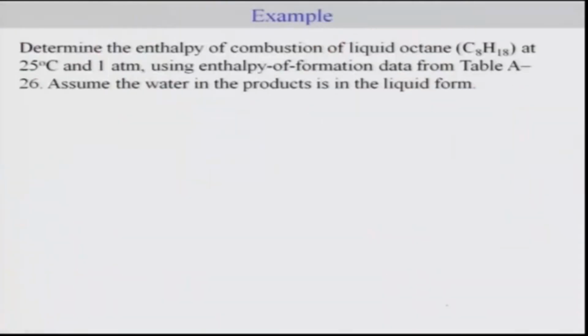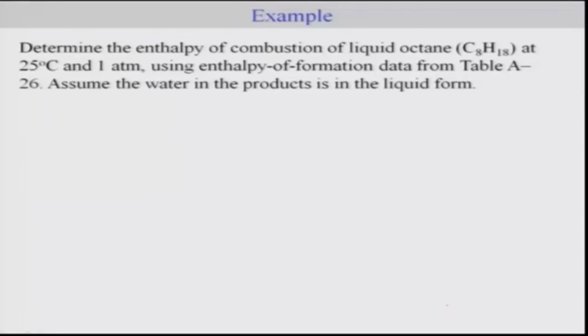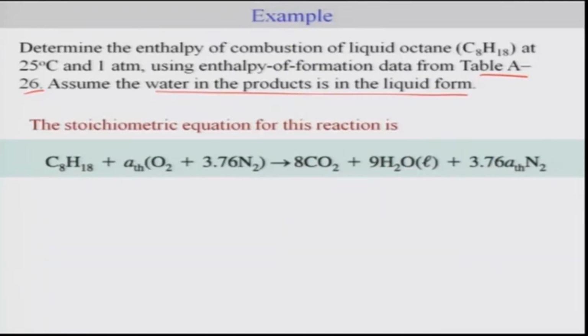So let me now do an example of where we can calculate the enthalpy of combustion for a liquid octane, and this is at 25 degrees Celsius and 1 atmosphere, and we have to make use of table A26, assuming that water in the product is in the liquid form. Okay. So the first step is to write down the reaction for this particular combustion of the liquid octane. Okay, let me start with that.